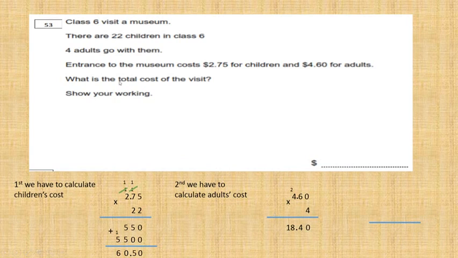I'm asking right now about the total cost of the visit, so I have to add both of them, 18.40 plus 60.50. So here the total is 60.50 plus 18.40, so 0 plus 0 equals 0, and 5 plus 4 equals 9, and don't forget to put the decimal point, 0 plus 8 equals 8, and 6 plus 1 equals 7. Yeah, this is the answer for this question, $78.90.